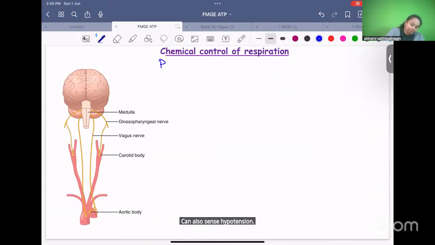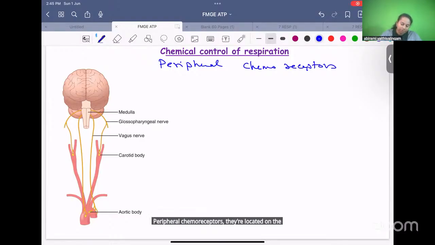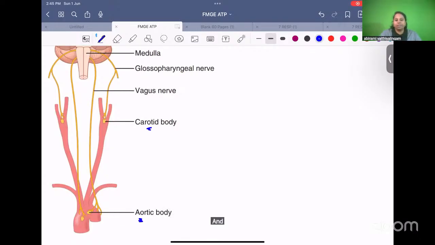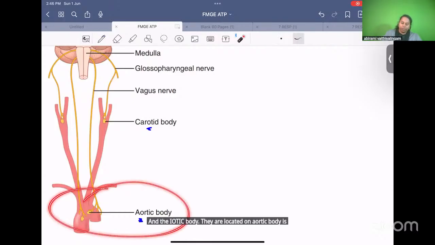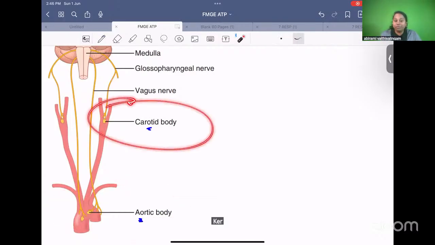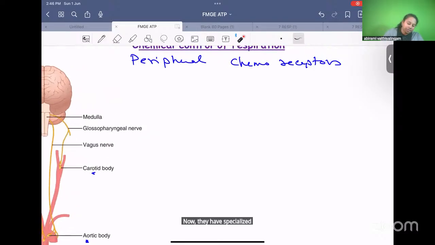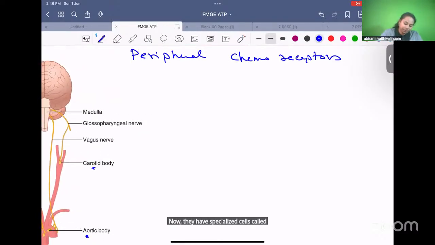Over to peripheral chemoreceptors. Peripheral chemoreceptors are located on the periphery. Periphery means the carotid body and the aortic body. The aortic body is on the arch of the aorta, and the carotid body is at the bifurcation of the internal and external carotid artery. They have specialized cells called glomus cells.